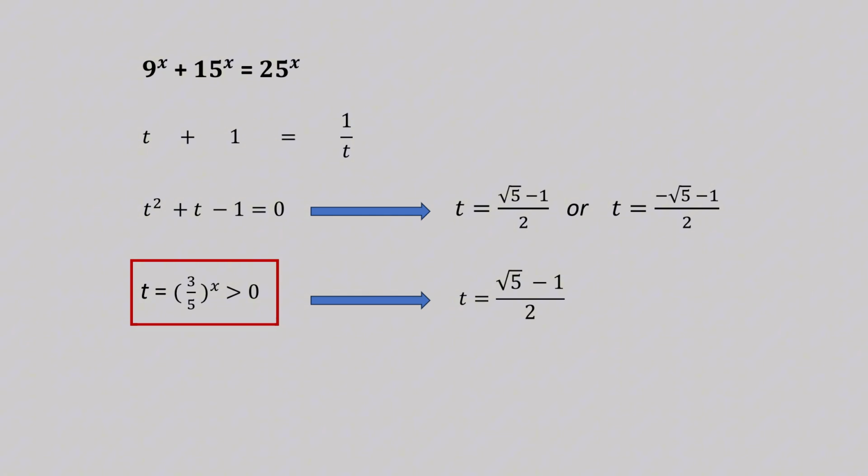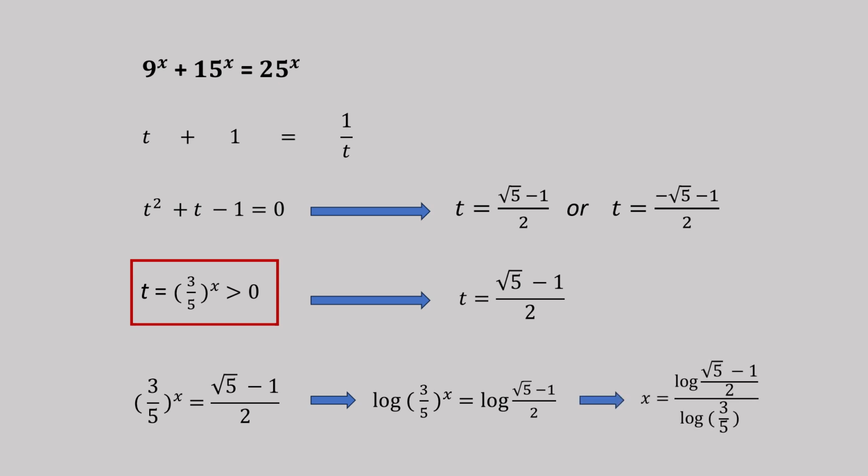Now, equate the 2 expressions we have for t, and it's pretty straightforward after this. Get the logarithms of both sides, and then you can bring x forward, subject it, and complete the solution. x equals logarithm of (square root of 5 minus 1) divided by 2, divided by logarithm of 3 divided by 5.